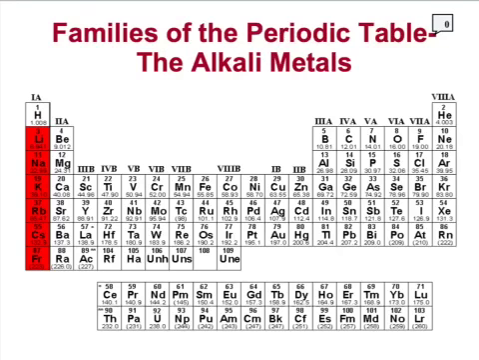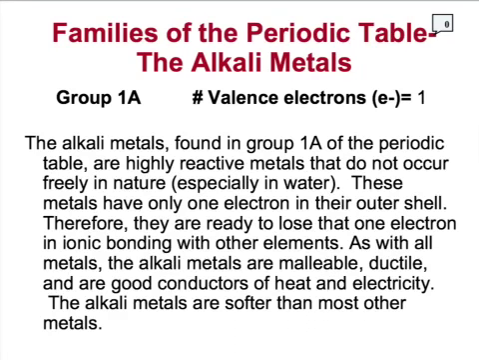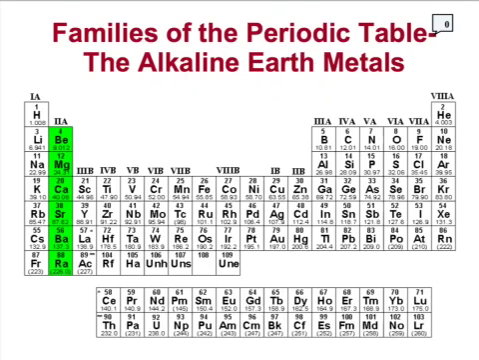The first group we'll talk about is the alkali metals. Label the alkali metals on your periodic table. The alkali metals are found in group 1 of the periodic table, and they're highly reactive metals. They do not occur freely in nature. These metals only have 1 electron in their outer shell, and you can verify this using a Lewis diagram or a Bohr model. Therefore, they are ready to lose 1 electron in ionic bonding with other elements. As with all metals, alkali metals are malleable, ductile, and are good conductors of heat and electricity. The alkali metals are softer than most other metals.